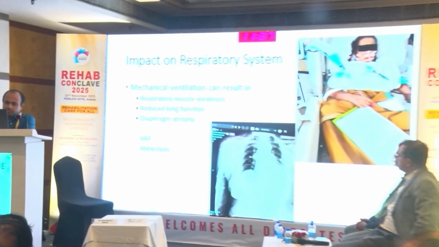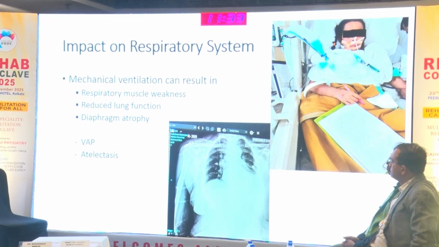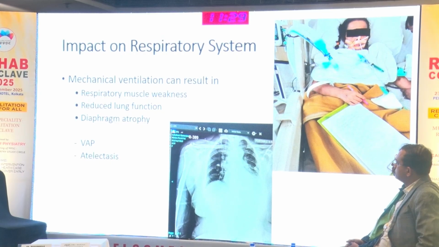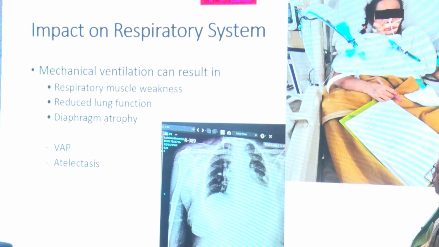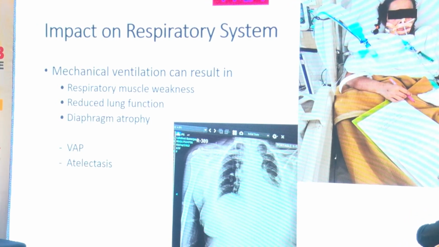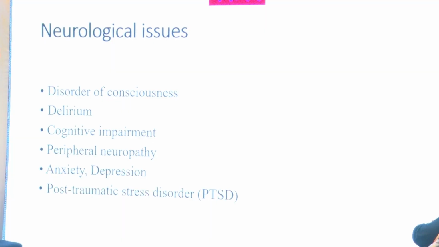See this patient, she was on a ventilator. She's a patient with myasthenic crisis, and had just been tracheostomized. She is cognitively alert. But look at the X-ray. The left lung was collapsed, an atelectasis. We see that if the patient is on a ventilator for even 24 hours, that leads to diaphragmatic weakness and diaphragmatic atrophy, and landed up in VAP and atelectasis.